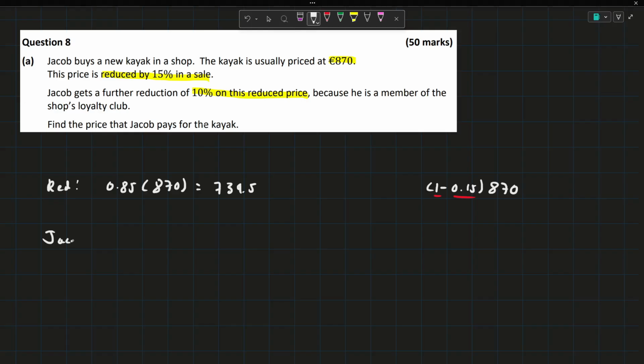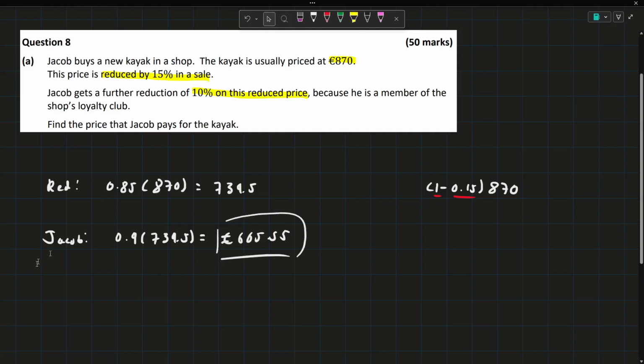So Jacob gets basically 90% for the same logic of the reduced price, which is 739.5. Put that into your calculator, and if we put the correct units, it's going to be euros, and it's going to be 665.55, and that is the answer.